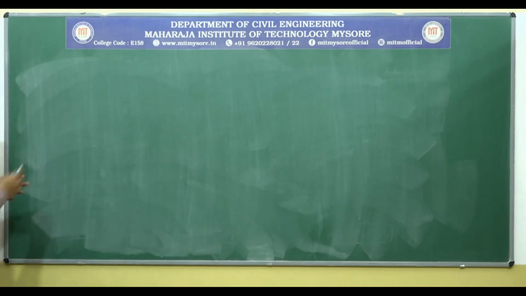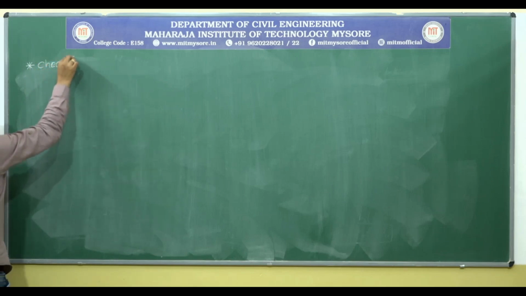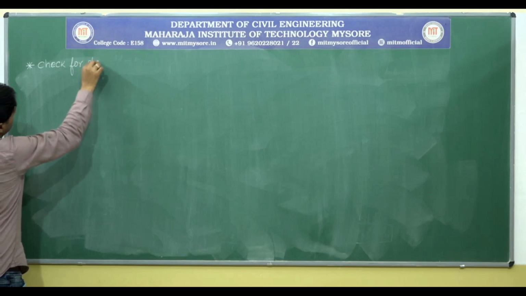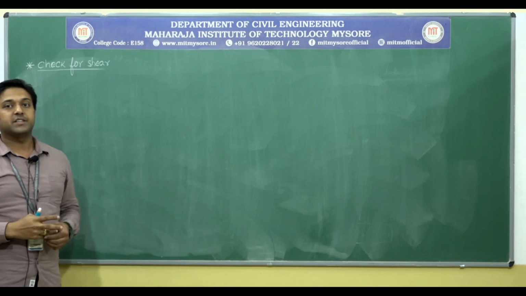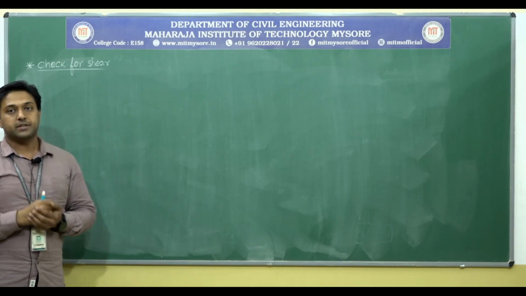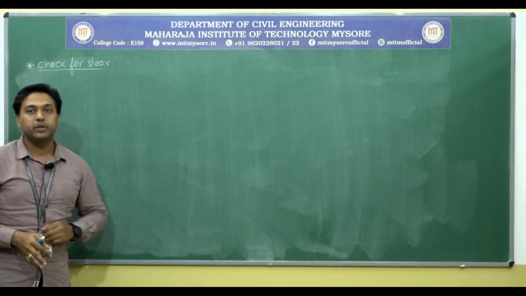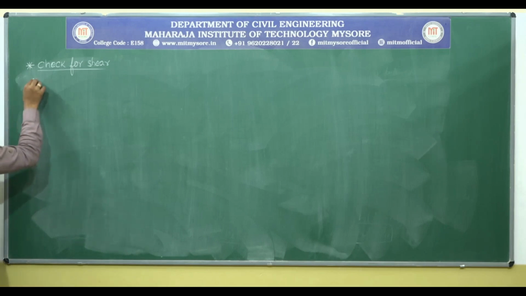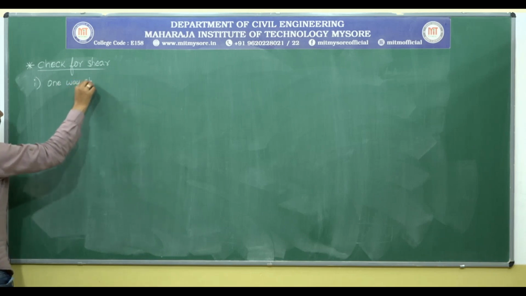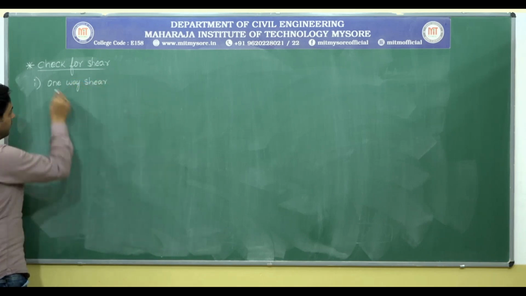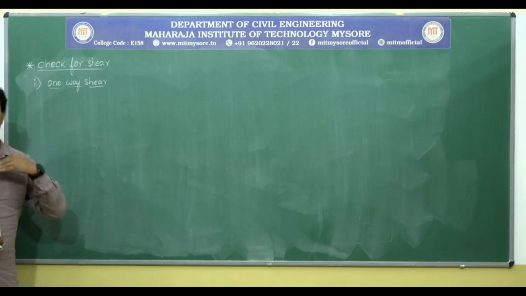So the next heading is the check for shear. In the check for shear, there are 2 types of checks. One is the one-way shear check and the second is the two-way shear check. So first let me go with the one-way shear check. One-way shear is nothing but the normal shear check, that is, the nominal shear check.